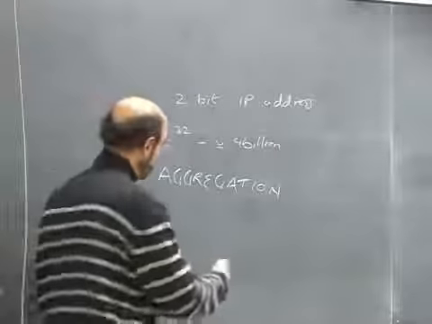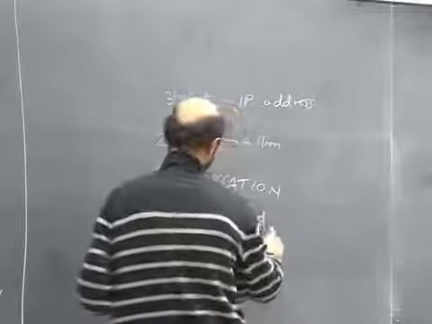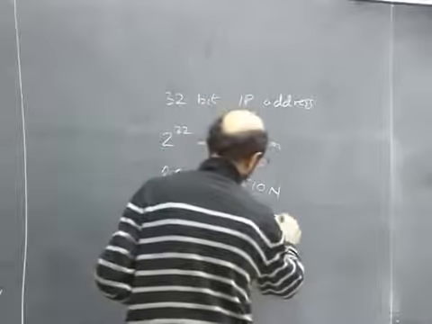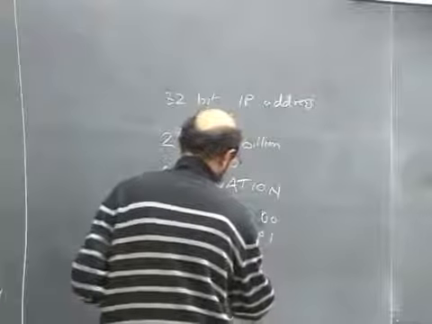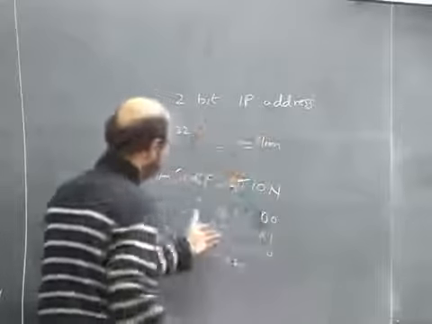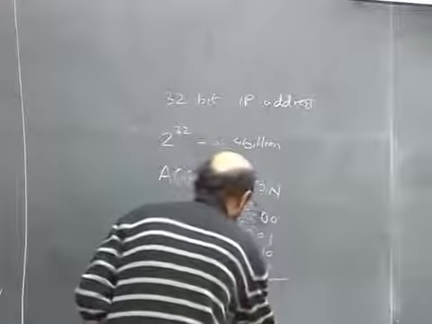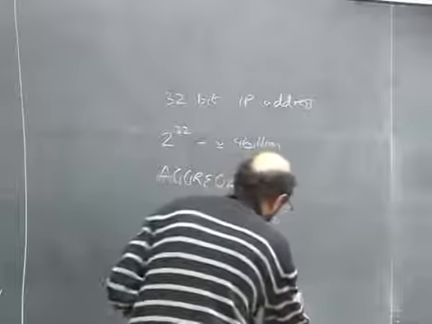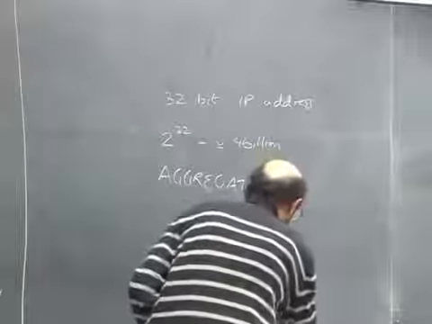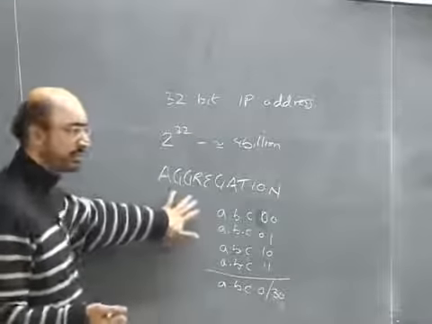By aggregation, I mean that we can take a set of addresses like a.b.c.0, which is 0000, a.b.c.1, which is 0001, a.b.c.10, and a.b.c.11. Let's say these are 4 addresses. I can refer to all of them as a.b.c.0/30, which means that the last 2 bits are the only ones that are going to be significant.